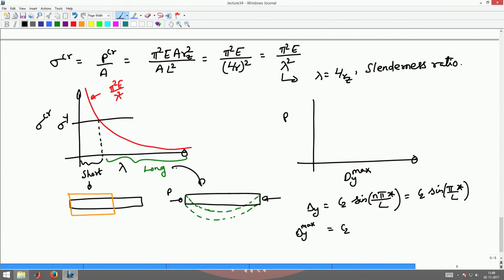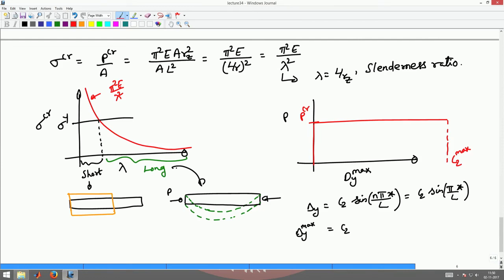Now, what happens if I plot delta y max versus P? We will get a curve something like this. It will be 0 up to P critical, and then it will show some infinite displacement, which is C2, an undefined parameter, until it reaches the C2 max that we found before from the yield stress value. That will be a very large value of deformations.